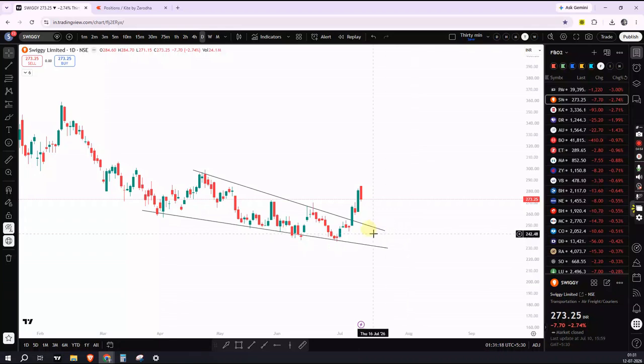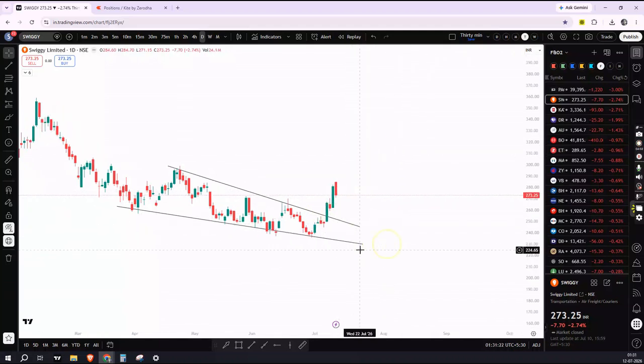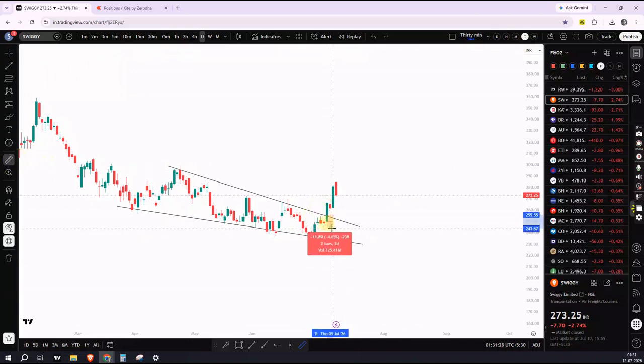But there was an opportunity. You can see here it gave a beautiful breakout. So where I would have entered, I would have entered over here in this particular candle. I would have kept this swing low as stop loss, like 4%, and then I would have captured easily 11%.